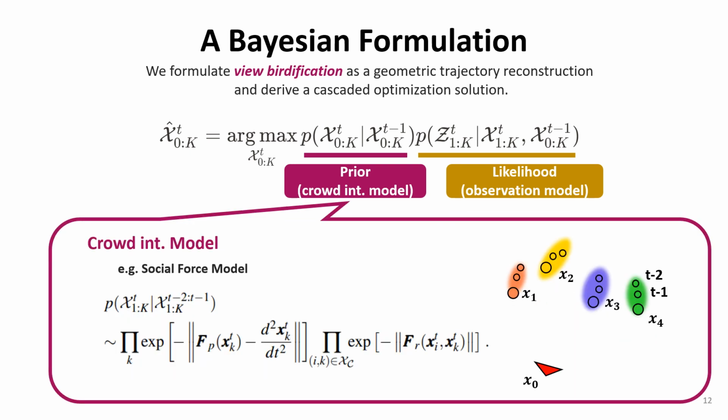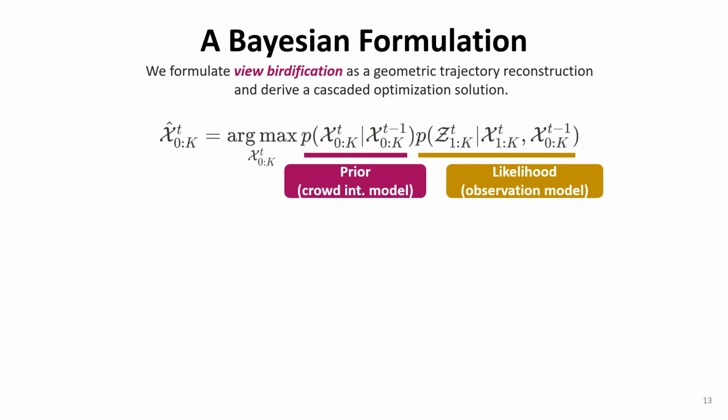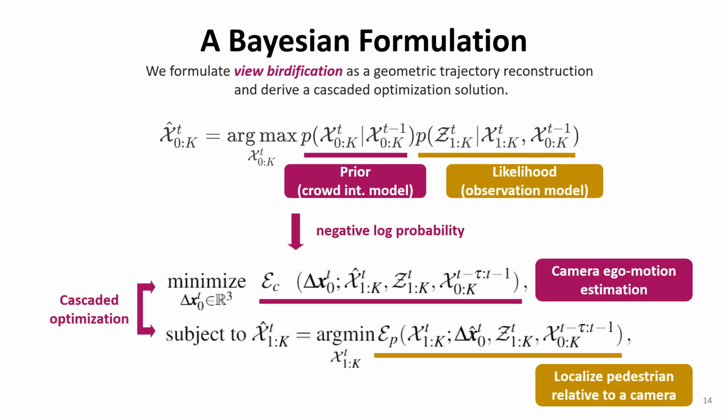As prior, in crowd interaction model, we can use analytic or data-driven models which represent how pedestrians will move next on the ground plane. Although we show social force model here as example, any type of model including data-driven models can be incorporated to our method. The optimal on-ground positions of pedestrians and the camera can be obtained by maximizing the posterior probability consisting of these prior and likelihood. Taking negative log probabilities, the problem can be expressed as minimization of energy functions for estimating positions of the observer and in-view pedestrians.